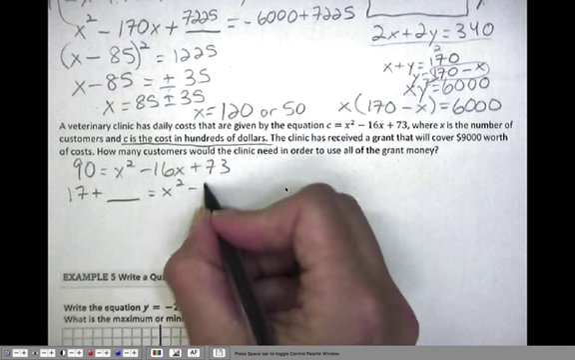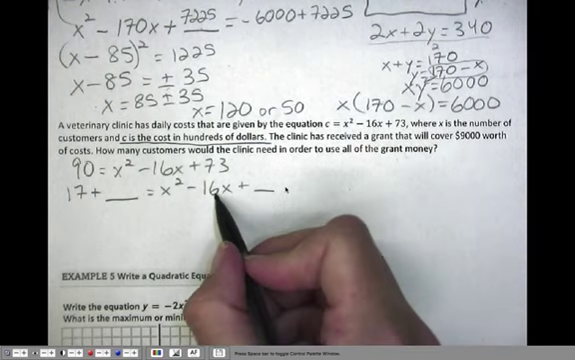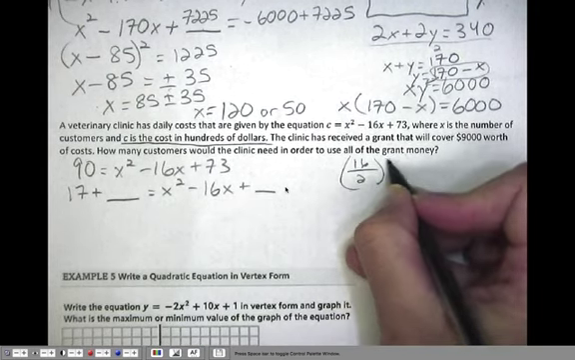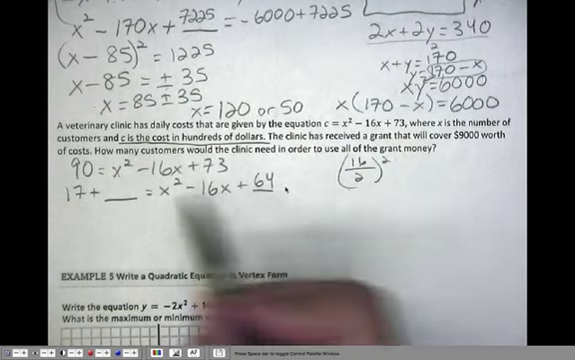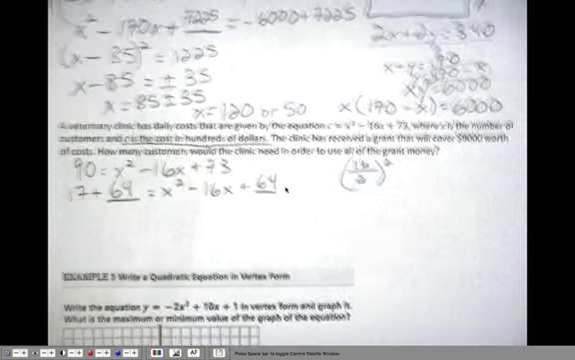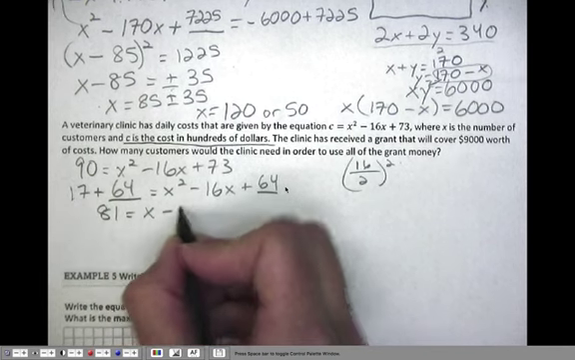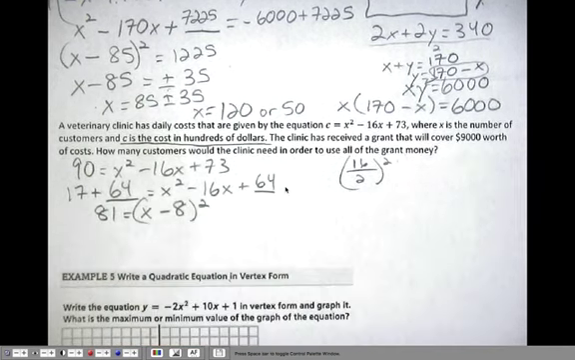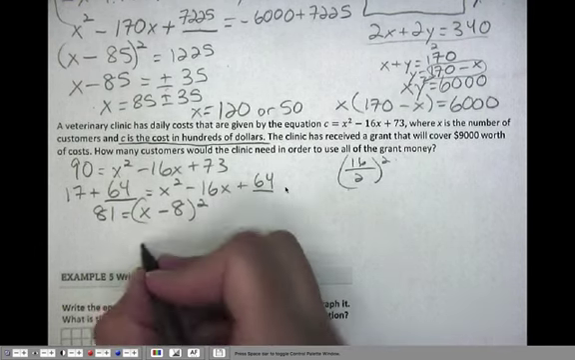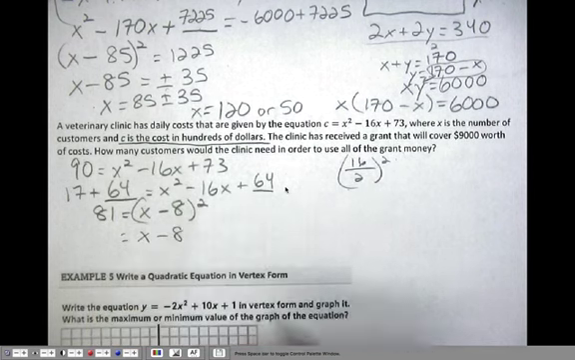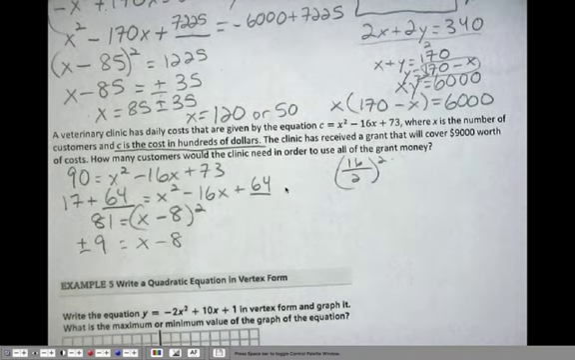Equals x squared minus 16x plus blank. That's 16 divided by 2, and then squared will be 64. Well, if I'm adding the 64 here, then I need to add the 64 to the left-hand side. This now gives me 81 equals x minus 8 squared. And when I take the square root of both sides, I have x minus 8 equals positive or negative 9, because 9 is the square root of 81.